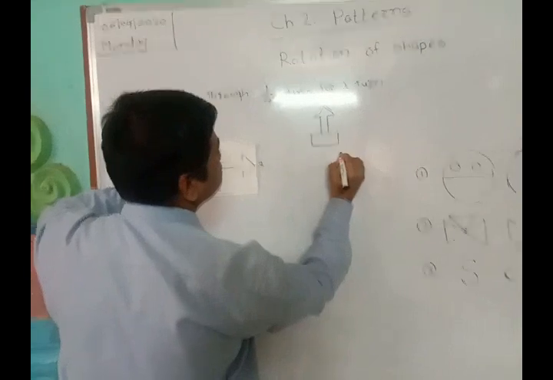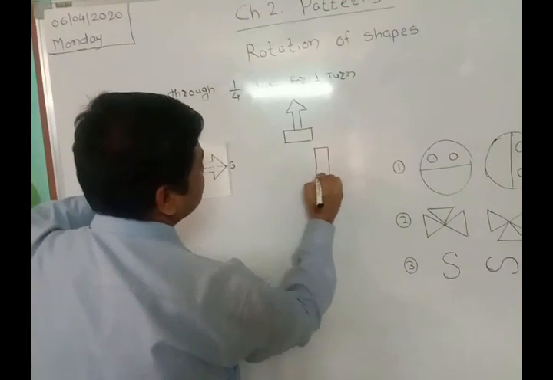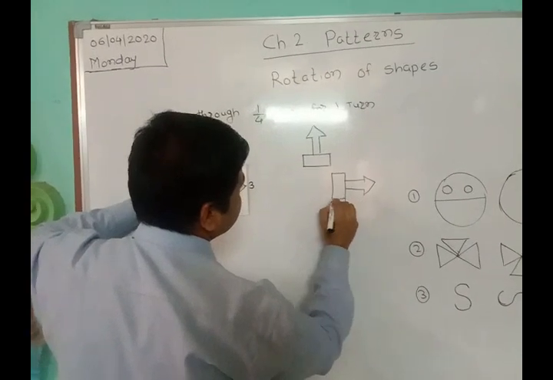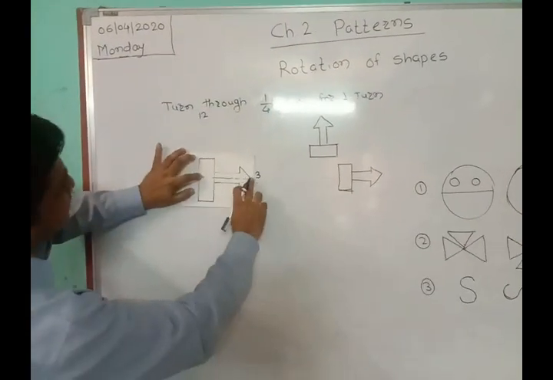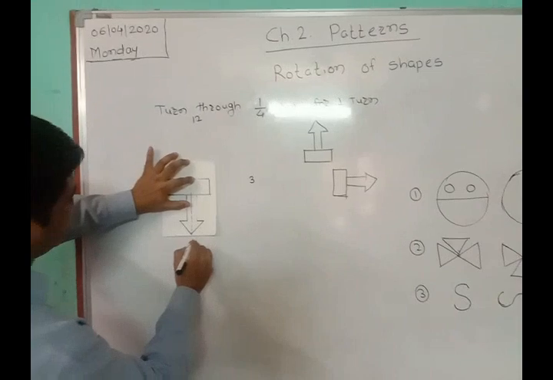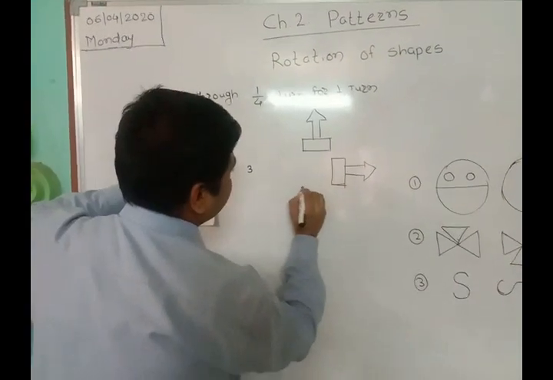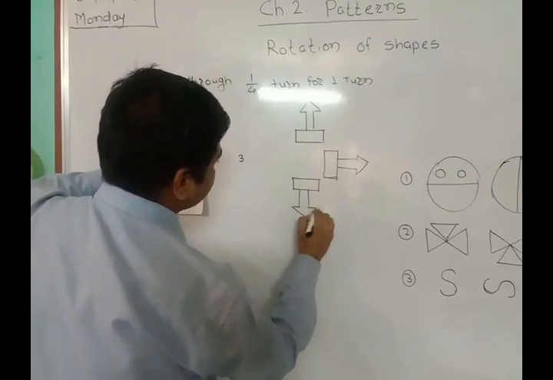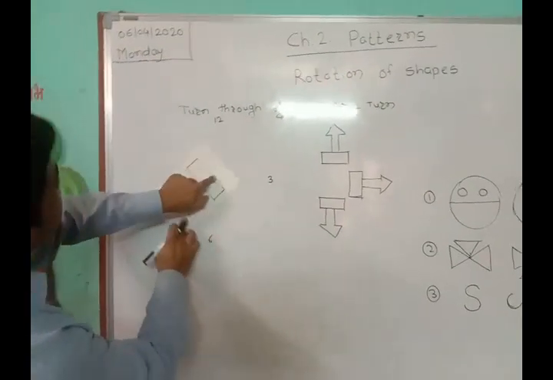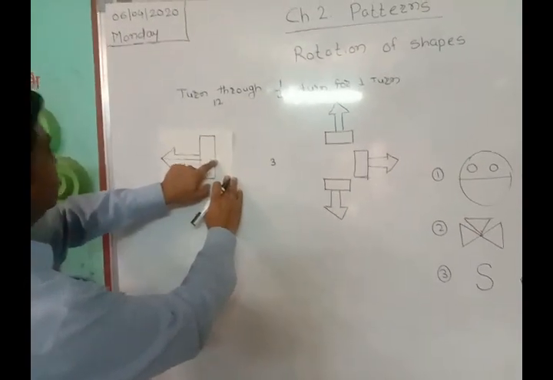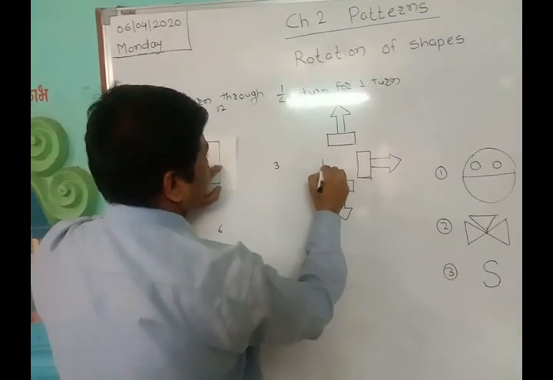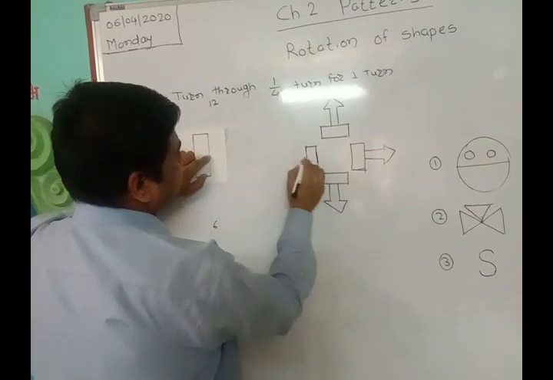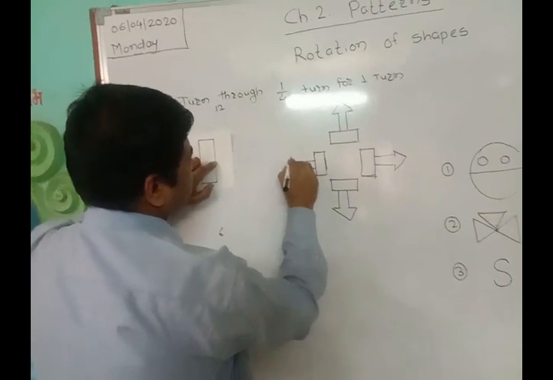Now when it is turned through 90 degrees, the rectangle is to the left, arrow to the right, arrow pointing towards the right. When it is turned from 3 to 6, now the rectangle will be on the top and the arrow will start pointing to the ground. When it is turned from 6 to 9, again through 90 degrees or 1/4 of a turn, now the rectangle will be to the right, arrow pointing towards the left.